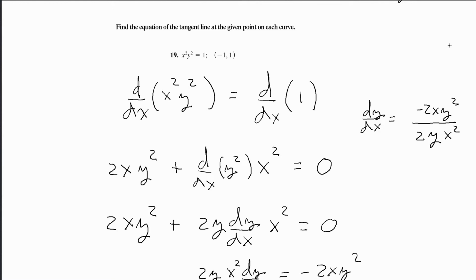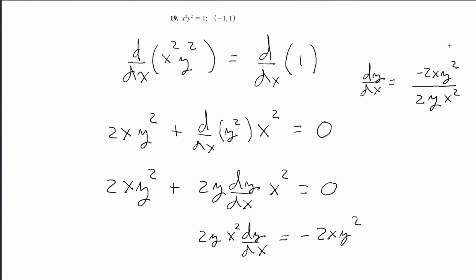First we have to find the slope of the tangent line, and that is what happens when we plug in. We want to put minus 1 in for x and 1 in for y. So we get minus 2 times minus 1 times 1 squared, and then I divide by 2 times 1, oops, wait, y is equal to 1.